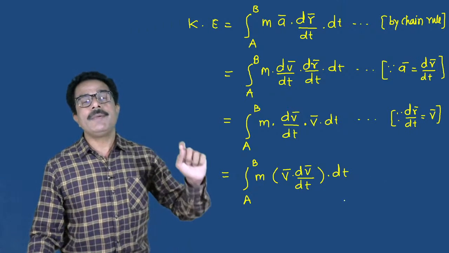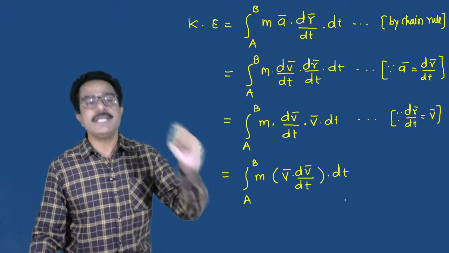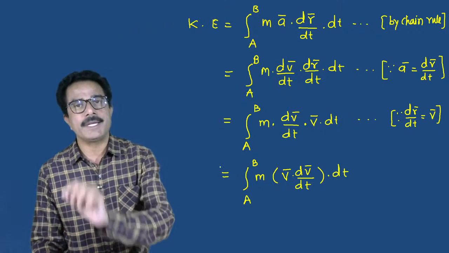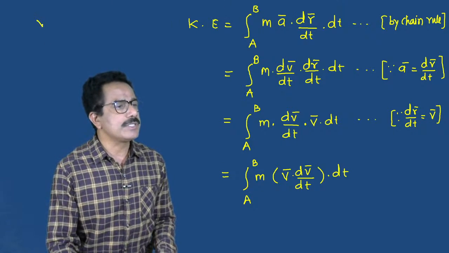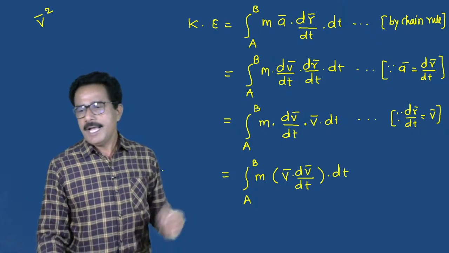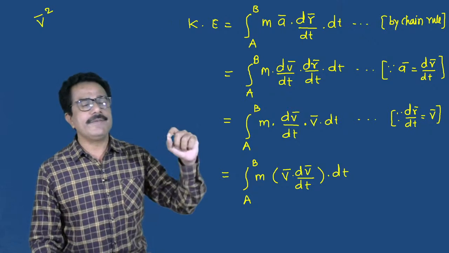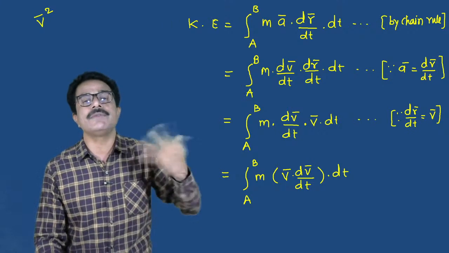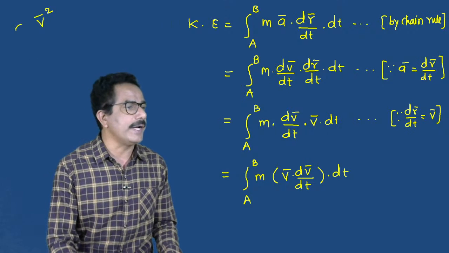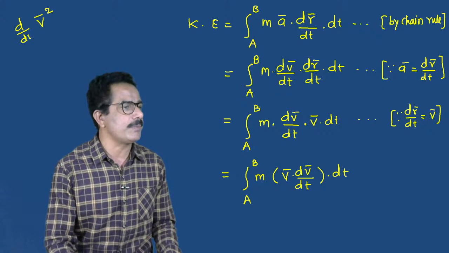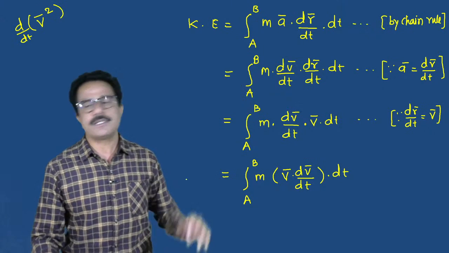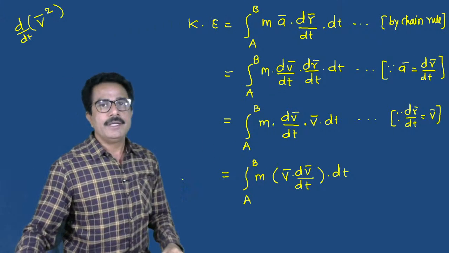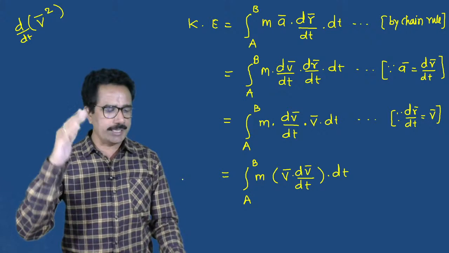Now v bar into dv bar by dt, you must know the concept regarding v bar into dv bar. Suppose there is v square. If we want to find the derivative of v square, students, now you tell me what is the derivative of v square with respect to t? Now you have to find the derivative of v square with respect to t.